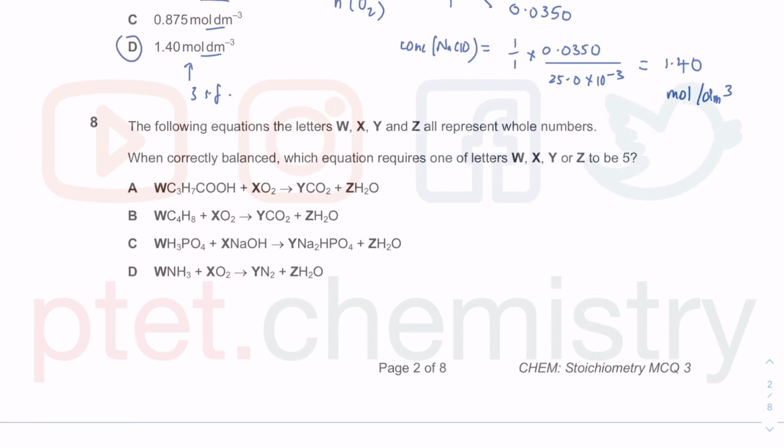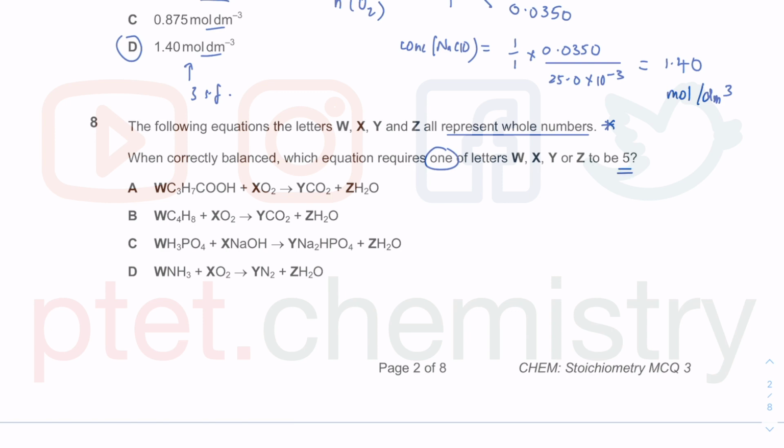Question 8, so this is a balancing equation. So we want all of them to be whole numbers. Yes, we can use fractions to balance equations, but if you read the question, they say in these equations, these letters are all whole numbers. When correctly balanced, which one requires only one of them to be 5?